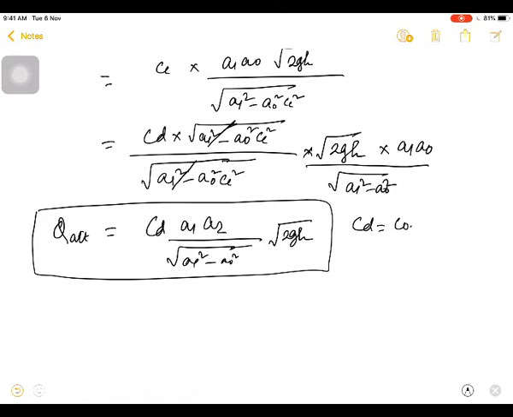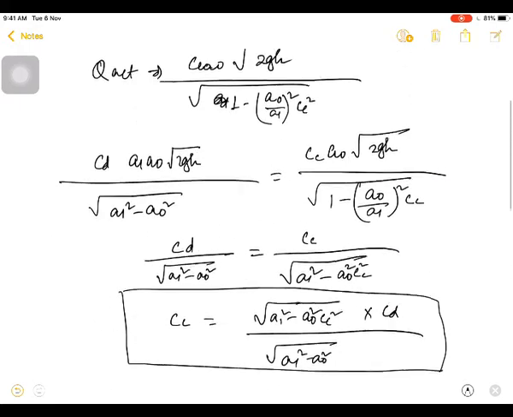Okay, where CD is the coefficient of discharge of the orifice meter.